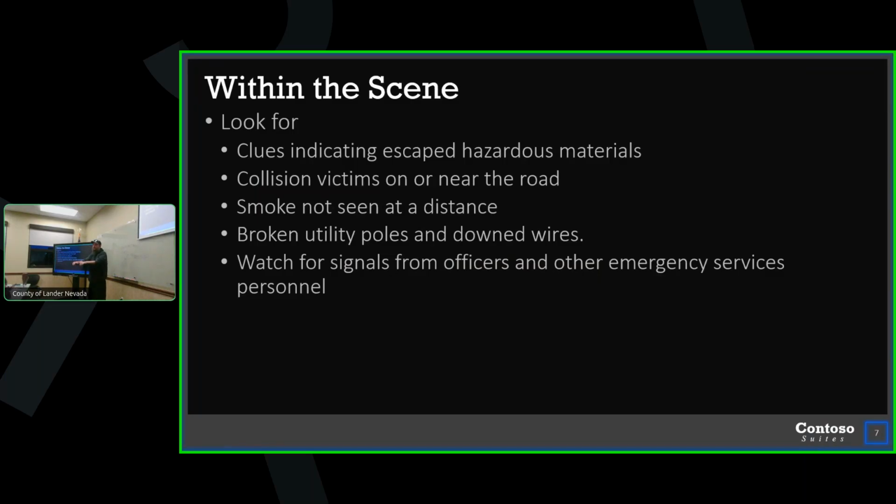If you're on the scene, look for any clues indicating hazardous materials. That's a big thing out here. We have a lot of hazmat stuff because of the mines you guys are with. We had an accident down on 305 a few months ago, and they said this could be a cyanide spill. So those are things that we need to look for, and you can see the smoke. Sometimes you can see stuff. So if you can see it from a distance, maintain your distance.